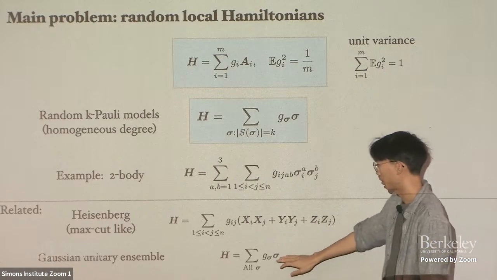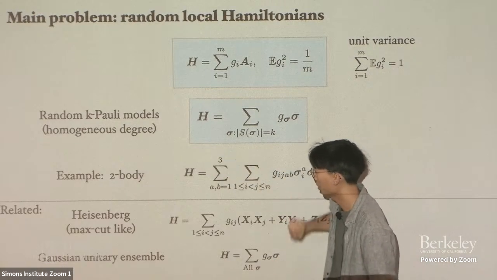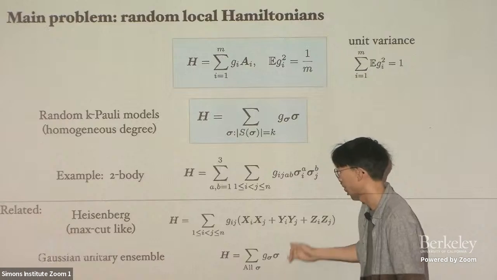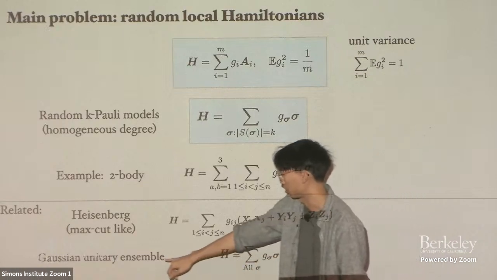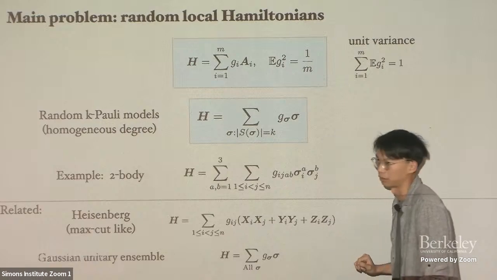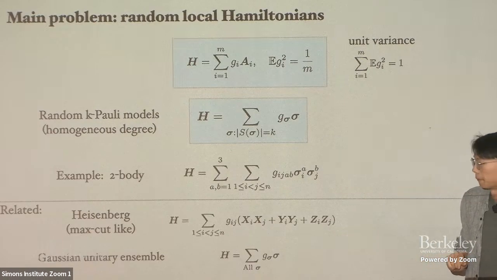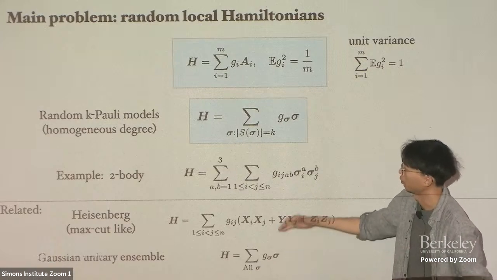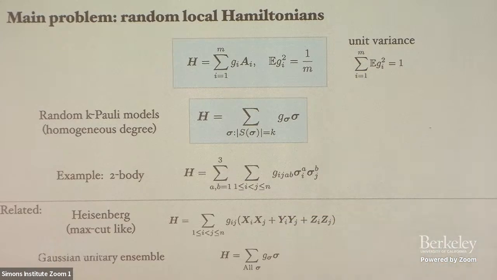And of course, you can also change the weights; they don't have to be homogeneous. You could have all different weights. And in very extreme cases, it's a Gaussian unitary ensemble. You just have all the possible Pauli strings. In this case, it becomes a big random matrix that loses the locality. Is this model clear? So here really what we're doing is just promoting Z's to XYZ's. Okay, so that's how you define this model.